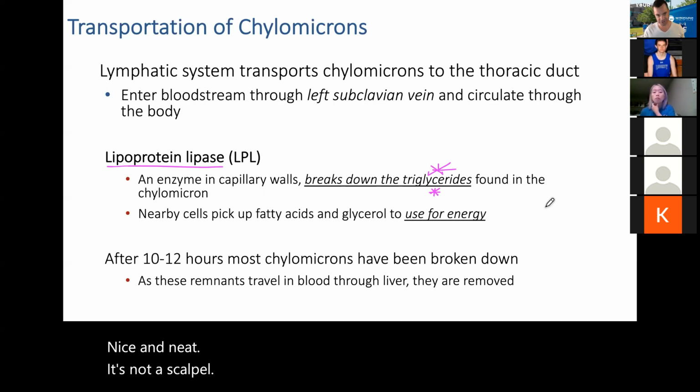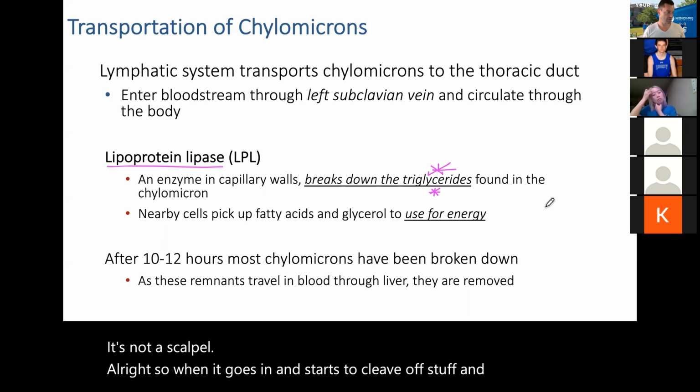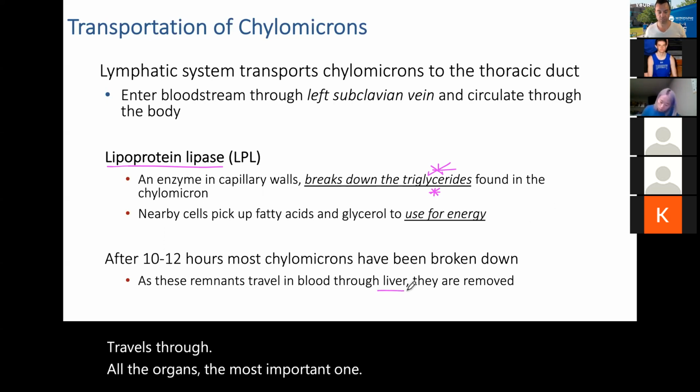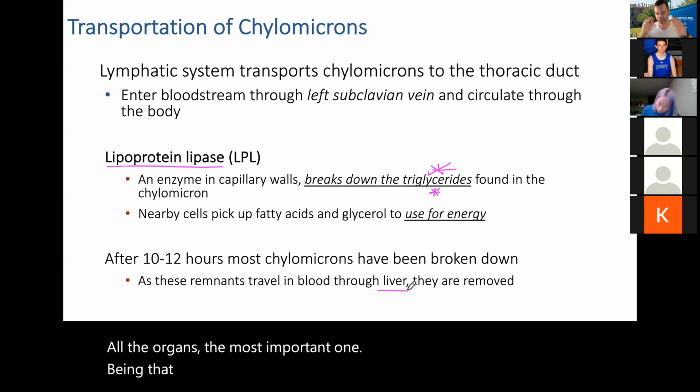So when it goes in and starts to cleave off stuff and remove triglycerides, there is shrapnel. Okay? There are bits and pieces kind of floating around. All the blood travels through all of the organs, the most important one being the liver. The liver does so many dang things, it's unreal.